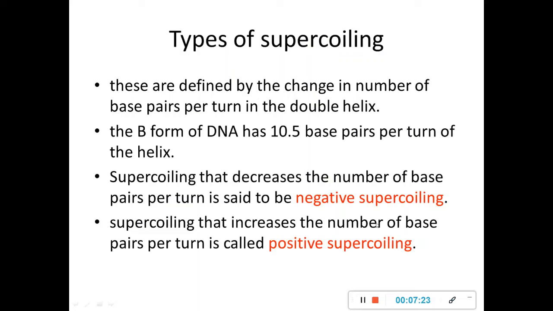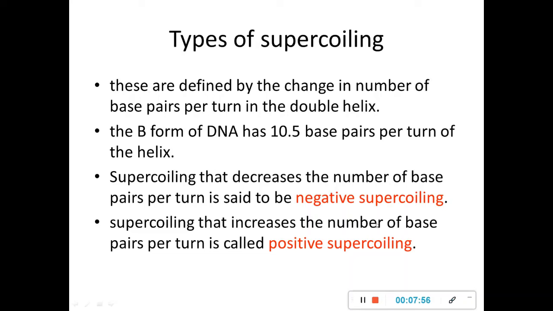Now, there are different types of supercoiling. These are defined as a change in the number of base pairs per turn in the double helix. As we know earlier, supercoiling is the coiling of the coil. But at the same time, this would also result in a change in the number of base pairs per turn in the double helix. That is, when one coil coils over the other, it would also change the number of base pairs per turn in the double helix.